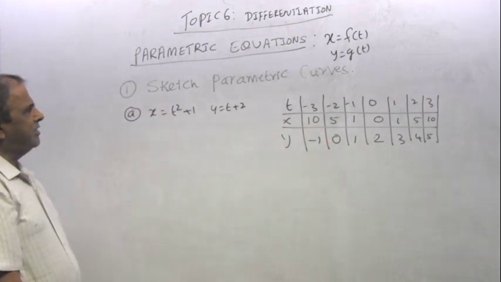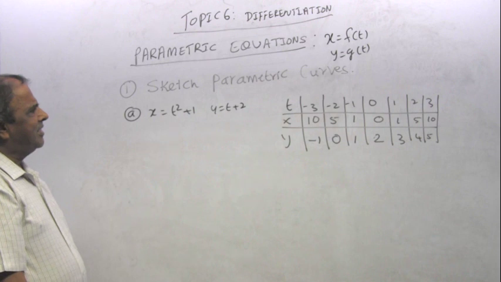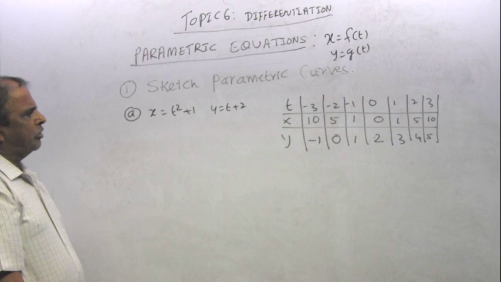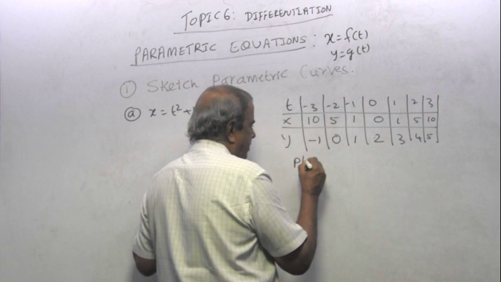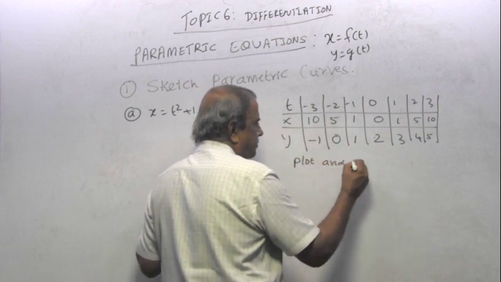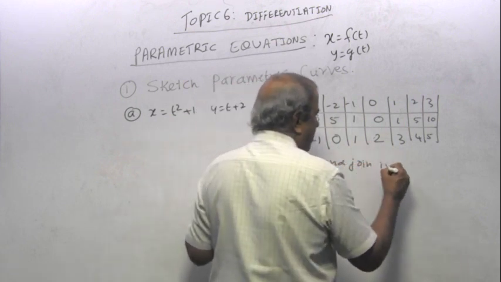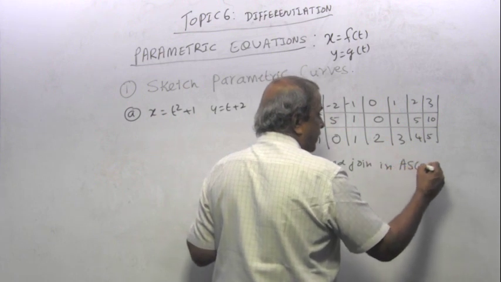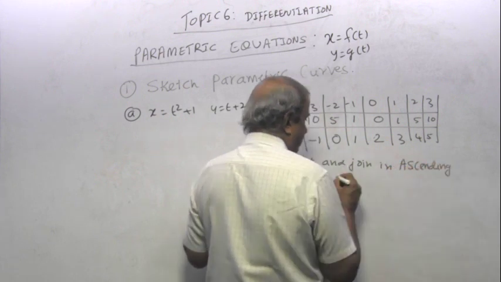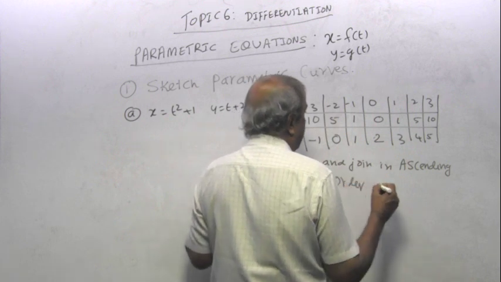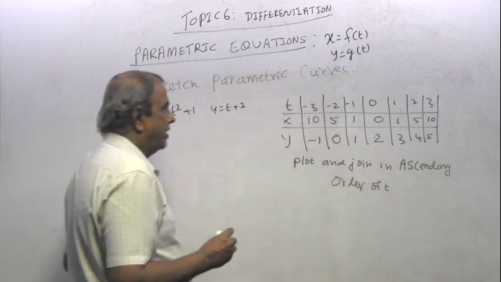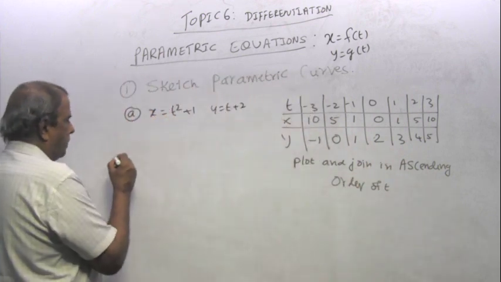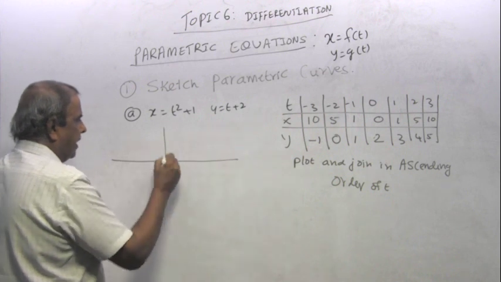Correct? Is it correct? t plus 2: -3 plus 2 is -1, -2 plus 2 is 0, -1 plus 2 is 1. And remember always, plot and join in ascending order of t. You don't look at x and y, you join in ascending order of t. So therefore, I have an x-axis, I have a y-axis.